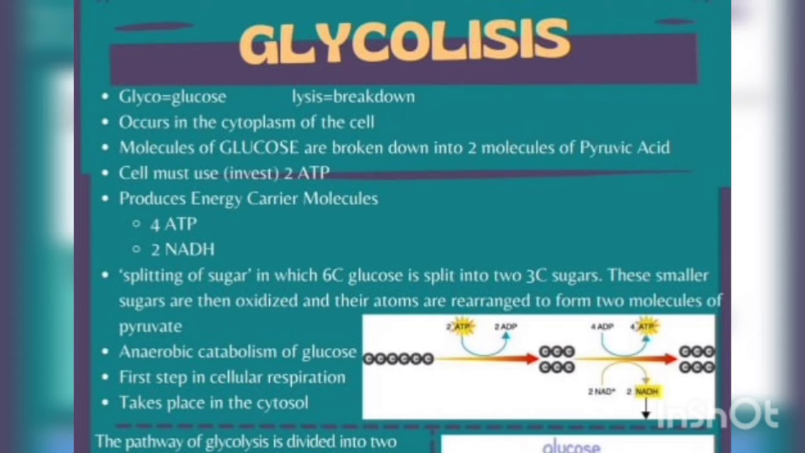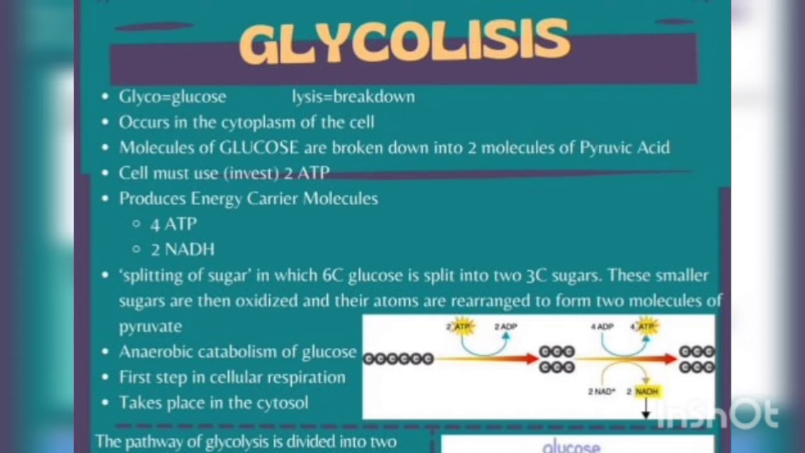Today, I want to do the presentation about glycolysis. Glyco refers to glucose, and lysis means breakdown. It occurs in the cytoplasm of the cells. Molecules of glucose are broken down into two molecules of pyruvic acid.